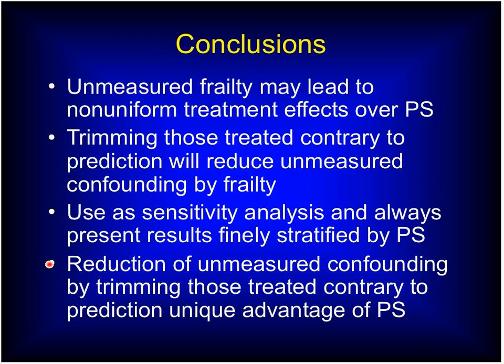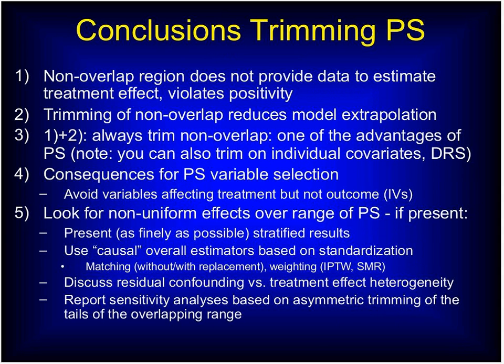And finally, the reduction of unmeasured confounding by trimming those treated contrary to prediction may actually be something that is specific to propensity scores, whereas other things that you do with propensity scores, you can also do outside of the propensity score. So it may be specific to the propensity score, because it directly deals with treatment contrary to prediction.